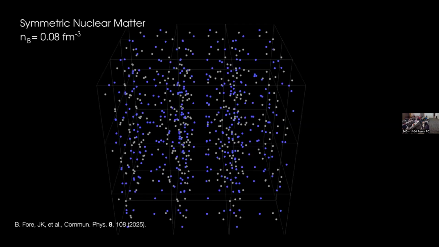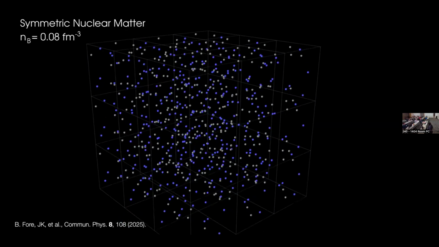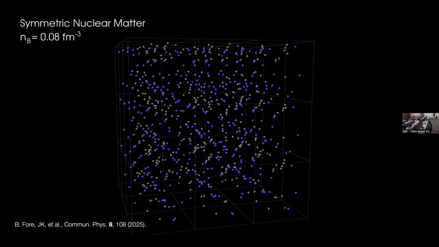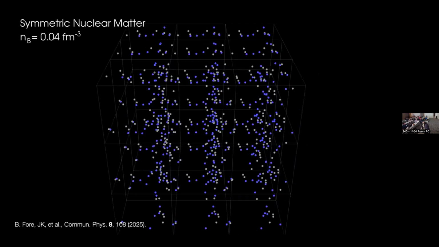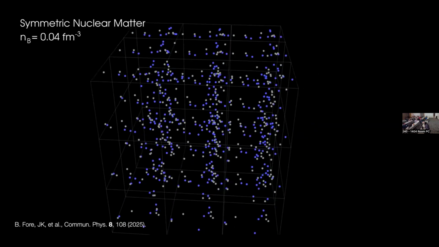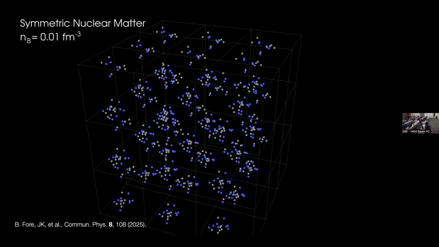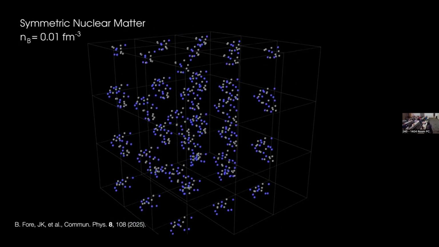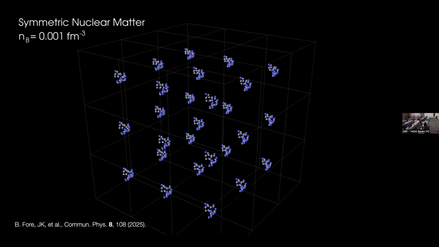And like Bryce has said, and as I have said also, we can model different phases of matter quite easily. So this is relatively high density, at least in our density range, of symmetric nuclear matter. But as we decrease the density, let's go to this one. You can see the emergence of these nuclear clusters. And if we decrease the density even more, it's very obvious.